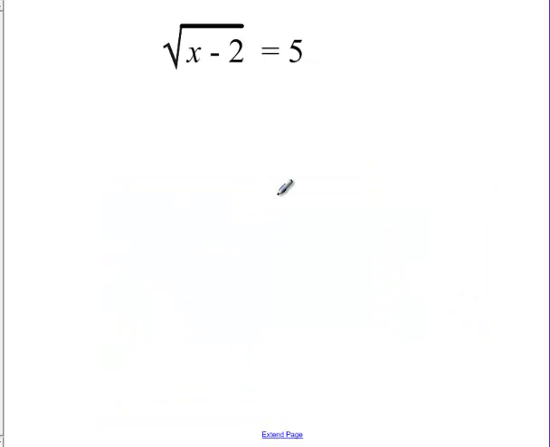All right, so let's get right into the example. That first step we said was completed. We got that radical by itself. Second step, we're going to square both sides. So let's do that now.